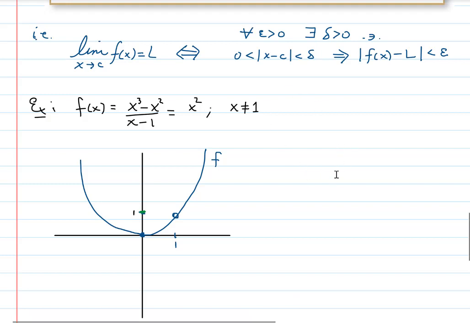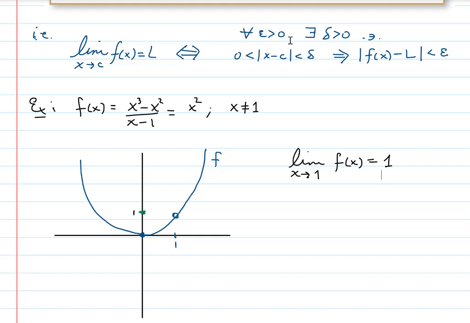Now we know already that this limit does exist, even though there's a hole here at 1. We know that the limit as x goes to 1 of this f of x is actually equal to 1. Now, how do we use the formal definition? What this definition is saying right here, this quantifier says for every epsilon. So how do you prove something for all numbers, all positive numbers? That's impossible because there's an infinite amount of those.